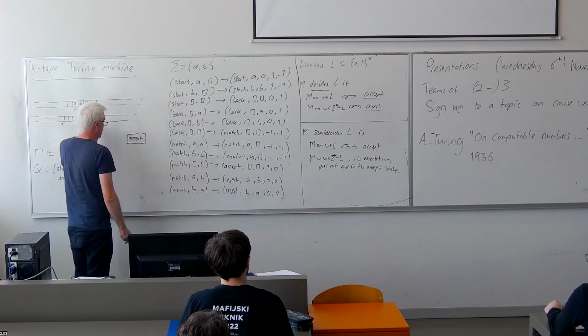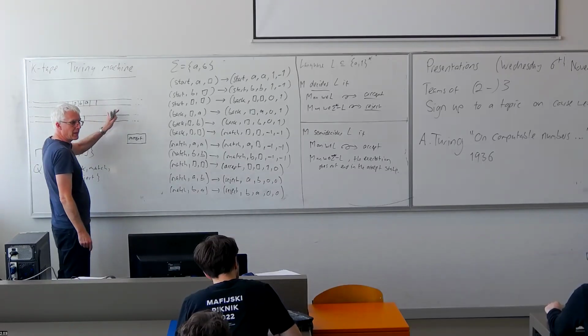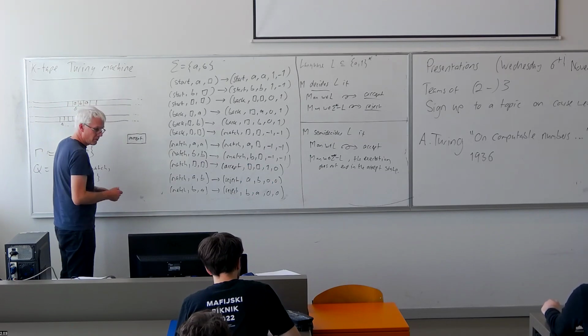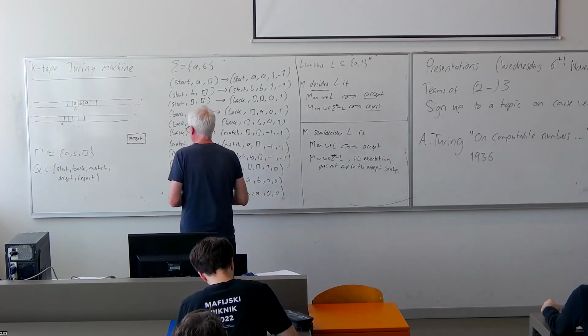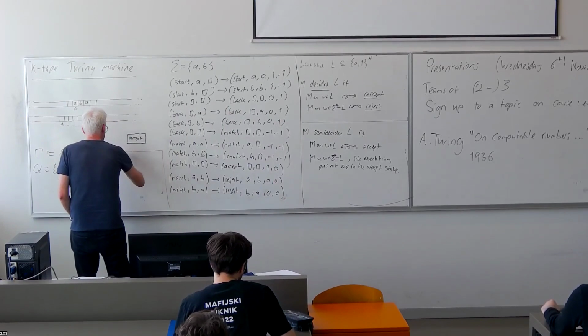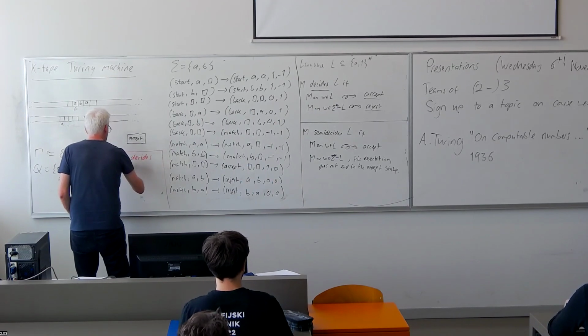You give it a palindrome, it accepts it. That was the example we saw. You give it a word that's not a palindrome, it rejects it. It goes into the reject state. Okay, so let's just write that in this little blank space here. So this machine decides the language of palindromes.